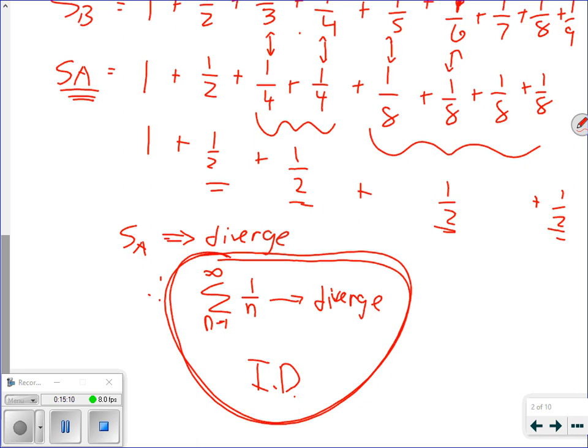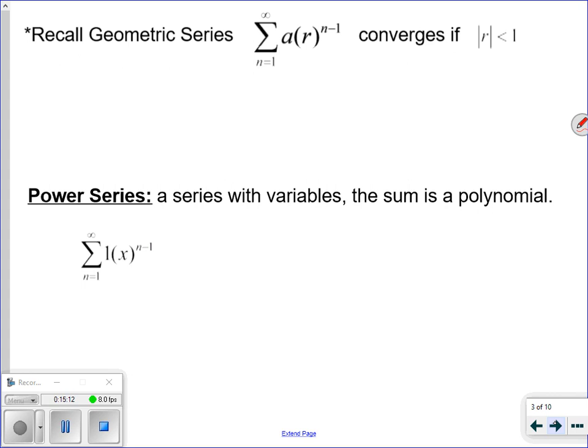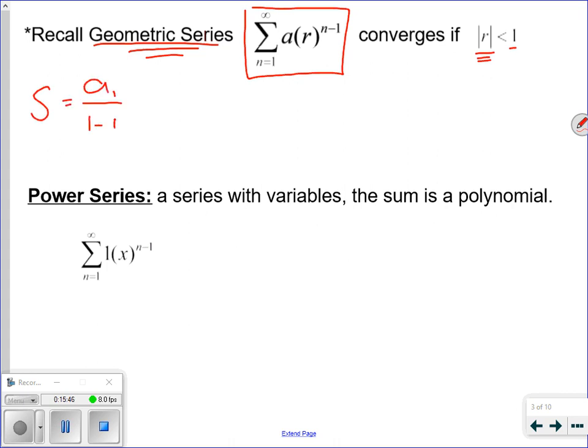Okay. We're going to jump into the big part of today. We understand converging and diverging with series now. That's kind of an idea. More specifically, we know what a geometric series is. We know this is a geometric series. And we know that a geometric series converges if and only if the absolute value of the radius r is less than 1. And if the absolute value of r is less than 1, we know that the sum is going to be equivalent to a sub 1 over 1 minus r.